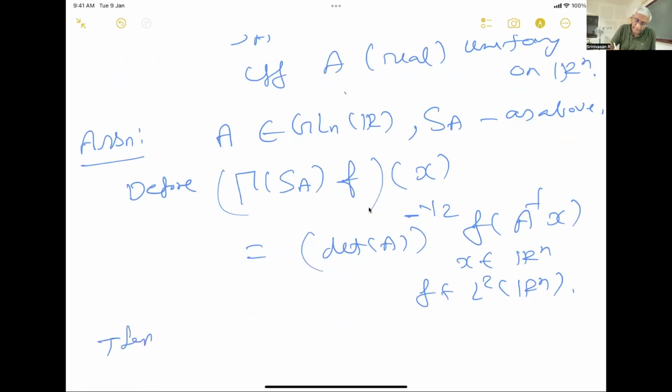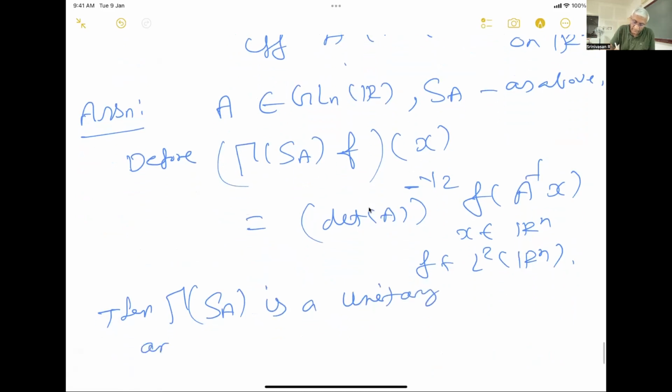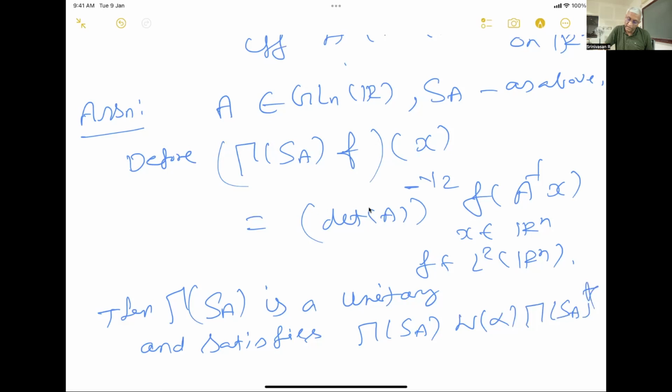Then gamma of SA is a unitary and satisfies... I mean, it looks complicated, but I will tell you it's very easy to prove. That's why I'm giving it as an assignment. It satisfies gamma of SA, W of alpha, gamma of SA star equal to W of SA alpha.